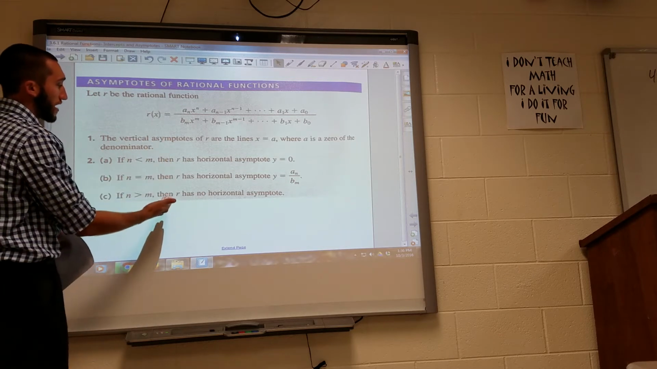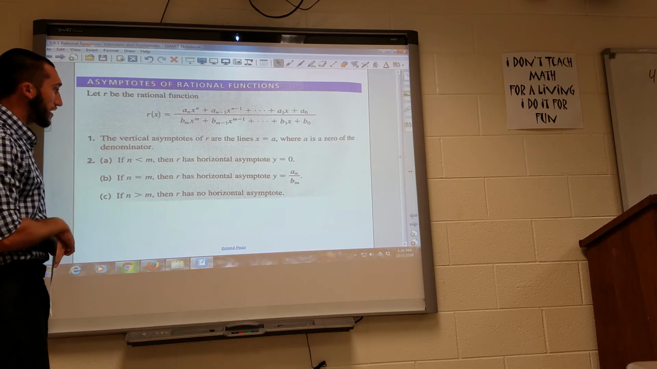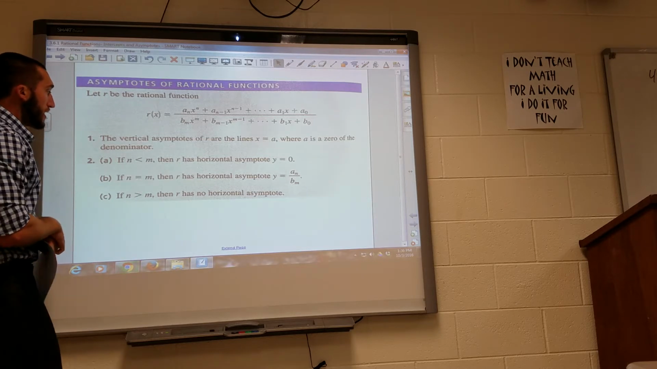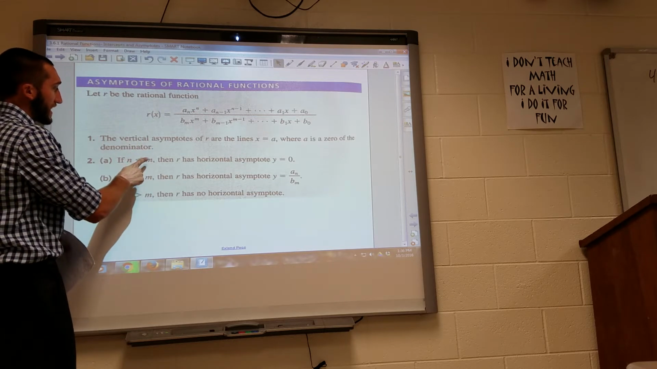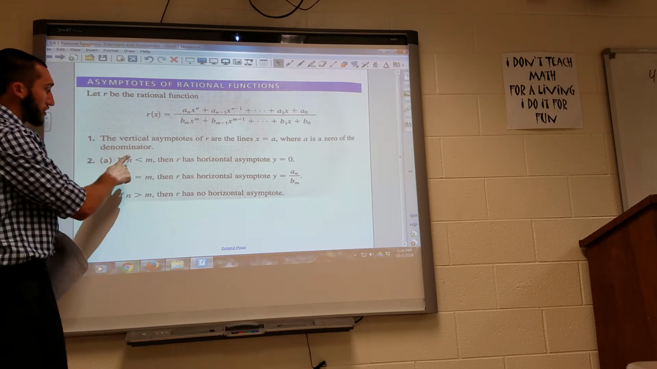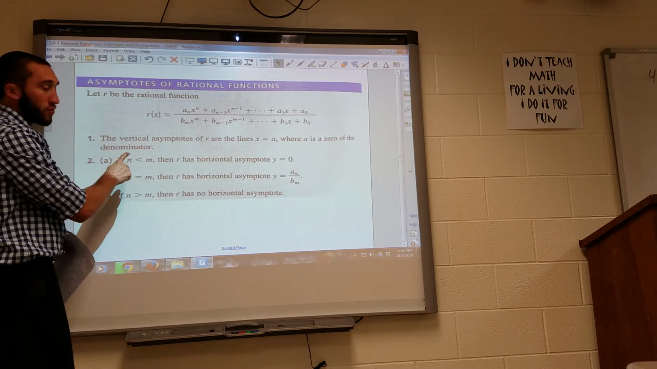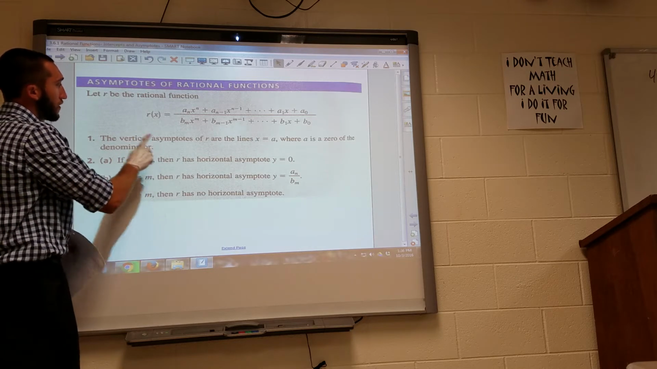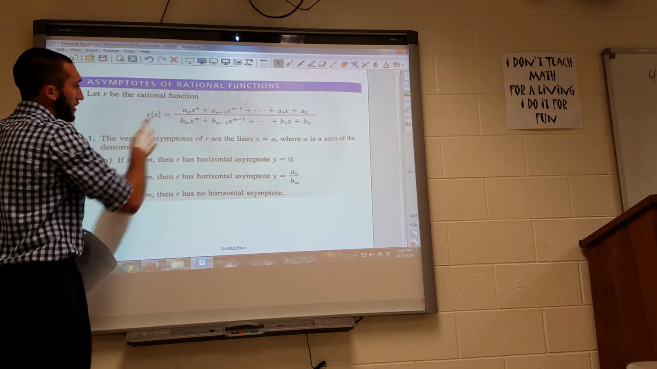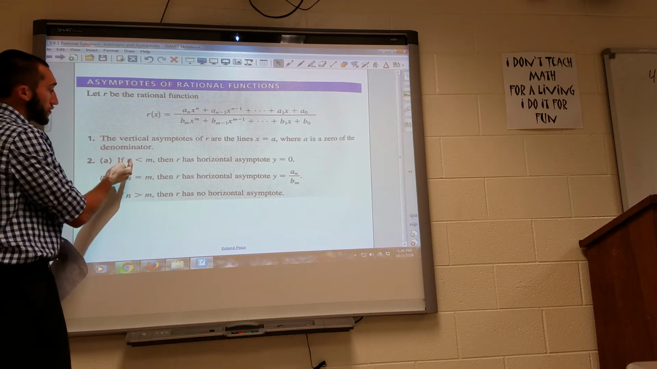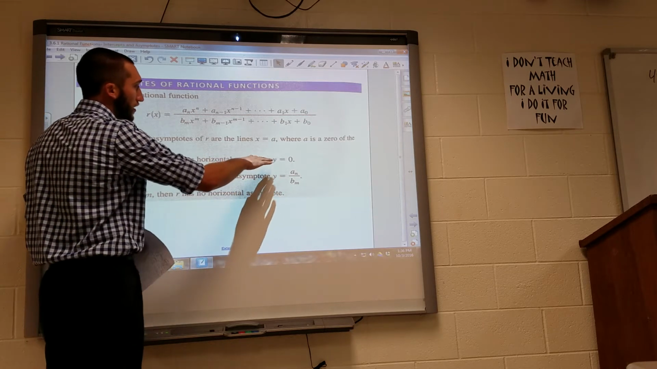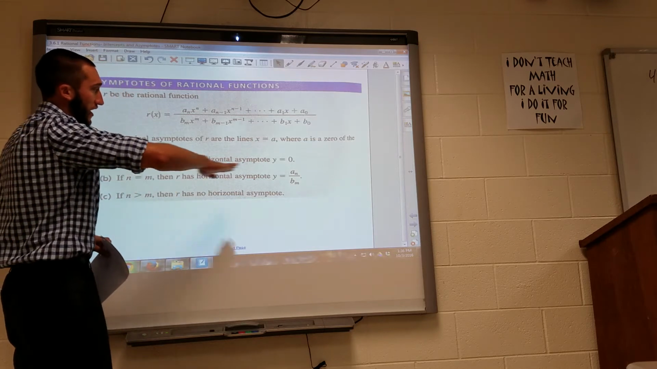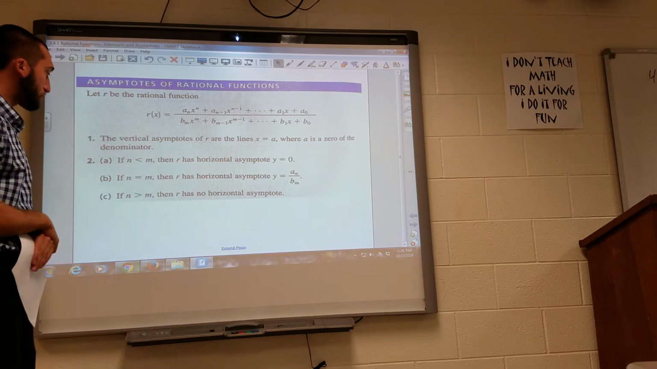And then your horizontal asymptotes fall into one of three categories. Either our numerator degree is less than our denominator degree. That's all they're saying here. The degree of my numerator is n, and the degree of my denominator is m. So if the numerator degree is less than the denominator degree, then our horizontal asymptote is just the x-axis, the line y equals 0.